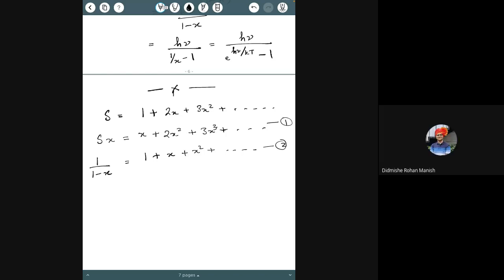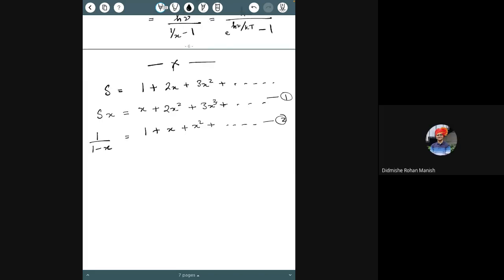You'll have to do the first one. Ma'am, we can just differentiate the number two equation to get that expansion. Yes, that also you can do. That is also a good one. You'll have to subtract the top one and the one you have written. Ma'am, we should do S minus Sx to get... Okay, yes. Right, so there are two ways of doing it.